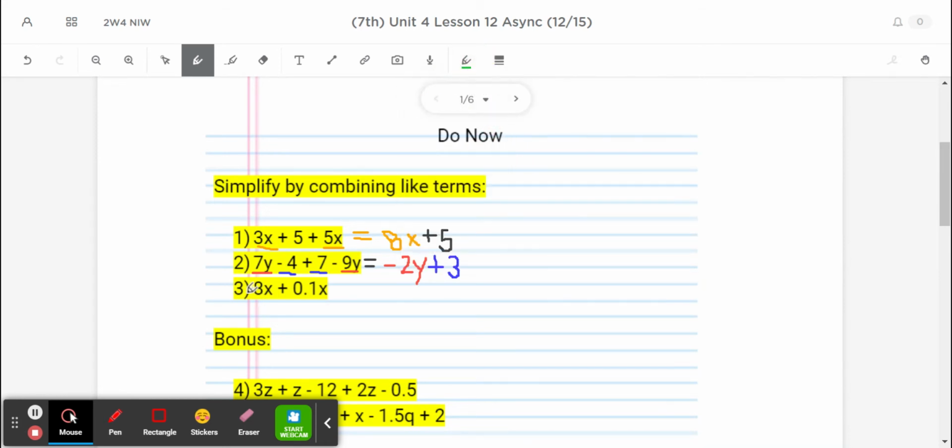Finally, in question 3, we just have our x terms, 8 x's and 0.01 x, and so we end up with a total of 8.1 x's. And that's today's Do Now.